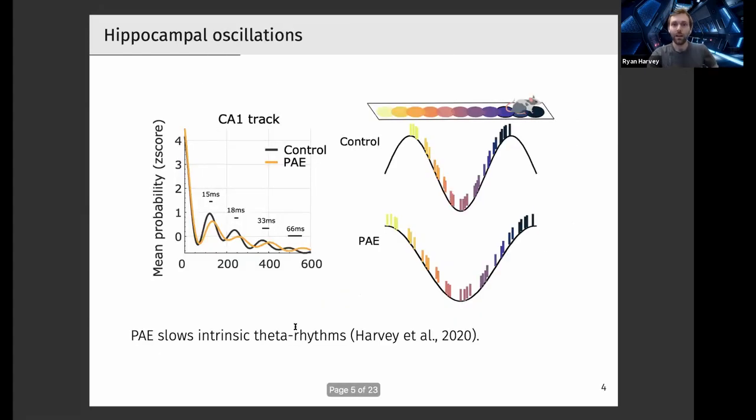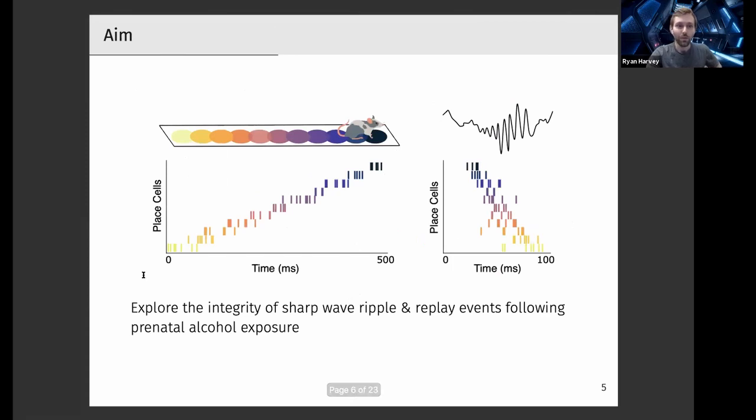Along with that, we measured the intrinsic theta frequency of the individual units and found that following alcohol exposure, the intrinsic theta rhythms were slowed down or decreased. When you consider theta sequences, a slower theta rhythm has some pretty broad implications. With that background, my broad aim is to explore the integrity of sharp wave ripples and replay events following prenatal alcohol exposure.